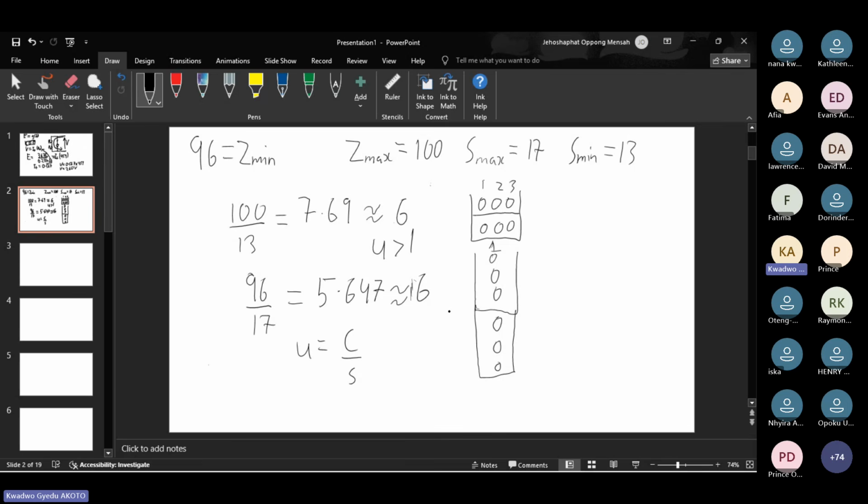So how do I even continue? Okay, so if we know that U must be greater than 1, and we know that U can either be 1 or 3, then our U, number of coils per slot, is equal to 3. Please, are we okay? Are we okay? Yes, sir.